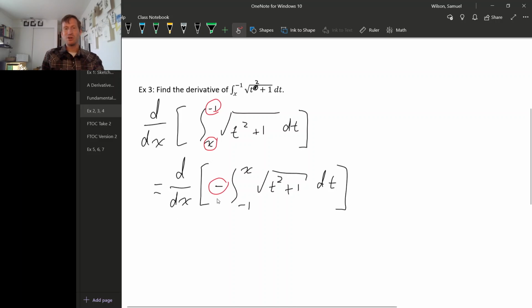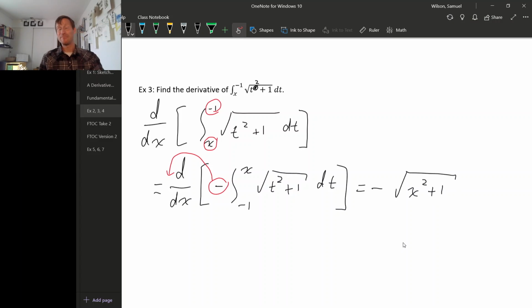Well, we have a constant multiple here in our function that we're going to differentiate, so we can move that outside. And for the stuff that's left over, now we can use the fundamental theorem of calculus. So the fundamental theorem of calculus says, well, don't forget this minus sign, but the fundamental theorem of calculus says when you differentiate the area function, you get the function you started with. So that's the square root of x squared plus 1. All right, and we're done.